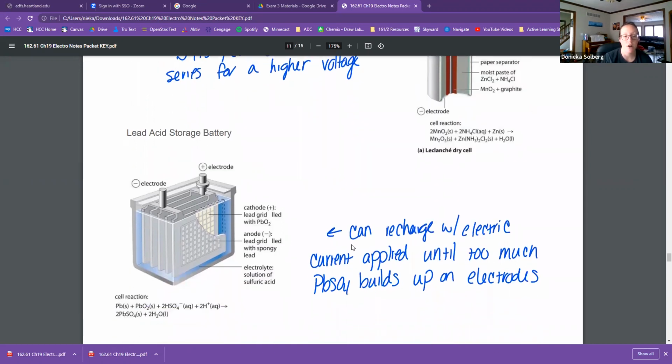This is like what's in your car, right? You can recharge this by essentially applying voltage, and it will run it backwards and reset everything so that you can use it again and again and again and have multiple spontaneous reactions.